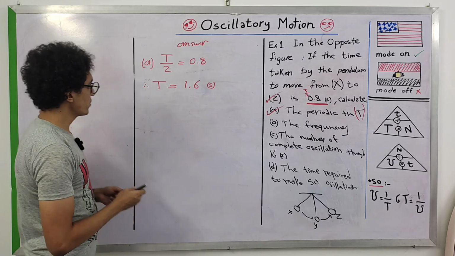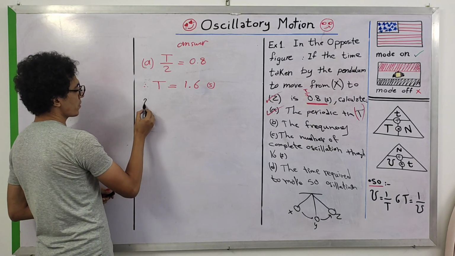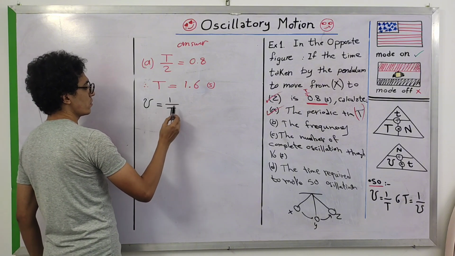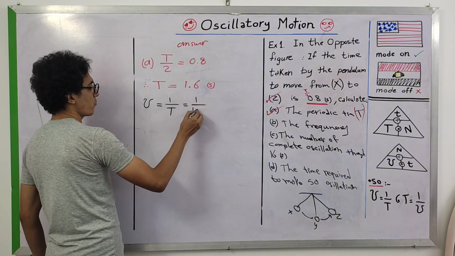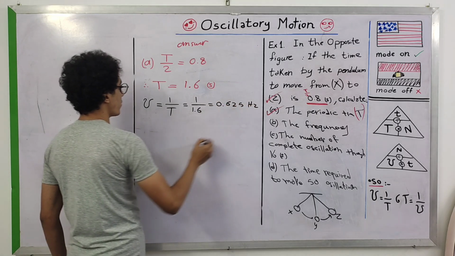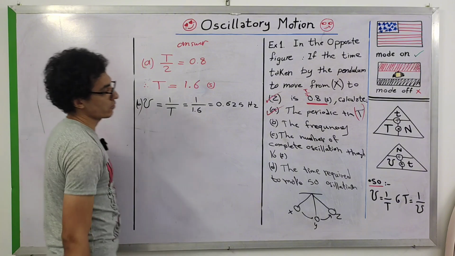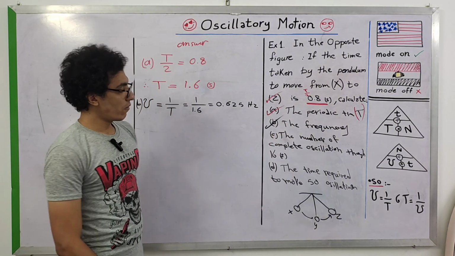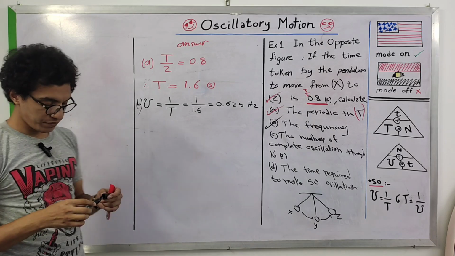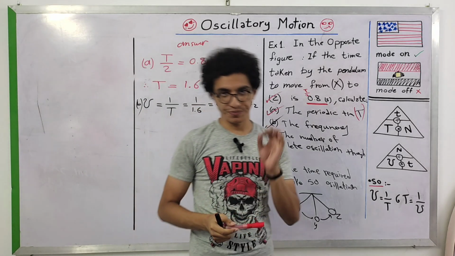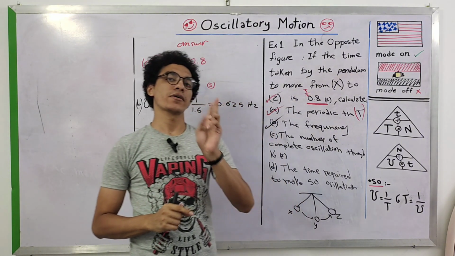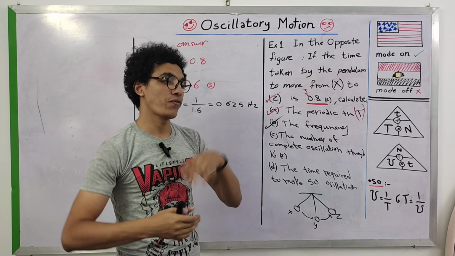The frequency. The frequency is the reverse mathematical form of what? Of T, which is 1 over T. 1 over 1.6 will be 0.625 hertz. Okay, that is the frequency, the number of complete oscillations through one second. In any oscillatory problem, the periodic time and the frequency will be static numbers. You will use them to find anything else.